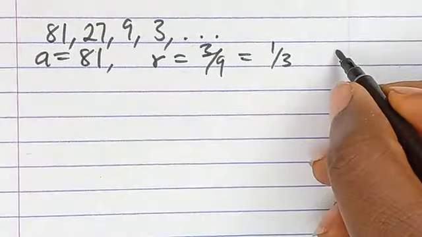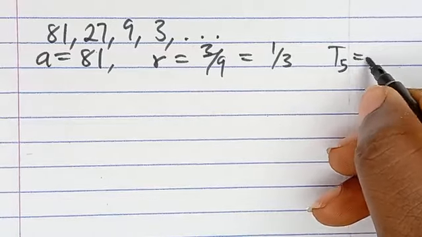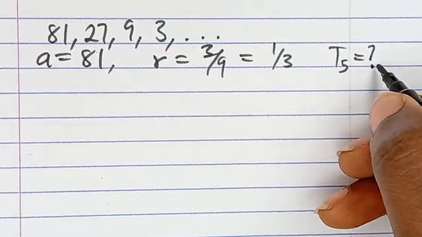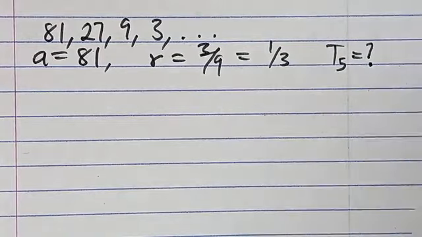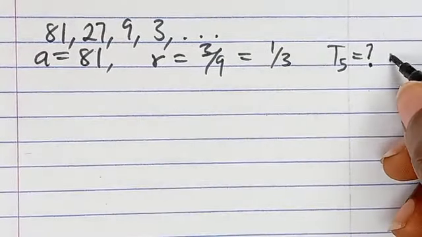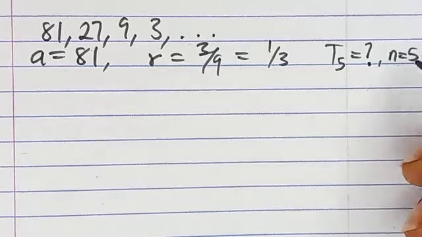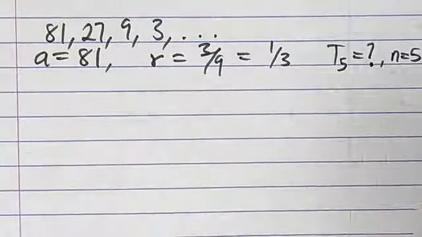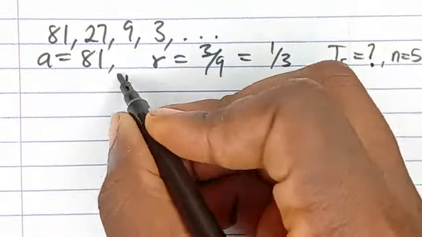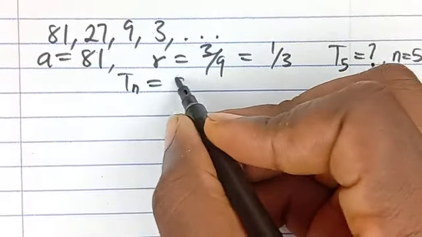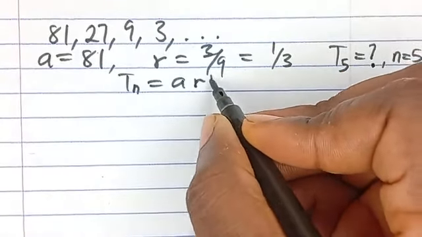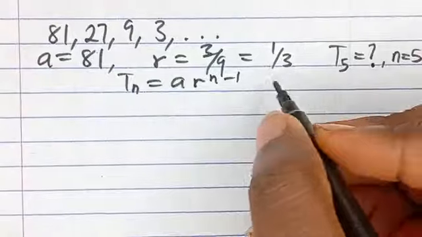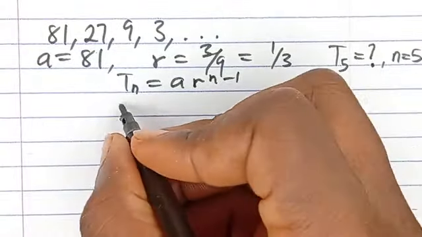And the first thing we were asked to find is the fifth term. So we are looking for the fifth term. So for the fifth term, n is equal to 5. So that's the position of the term we are interested in. Okay, so we write the formula. We have that the formula is equal to a r^(n-1). That's the general formula. So we substitute into it.